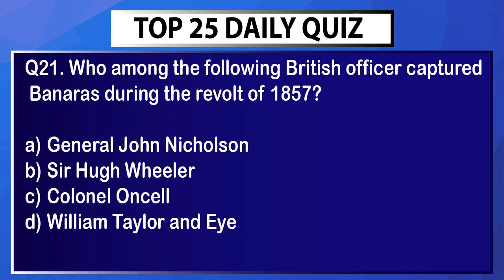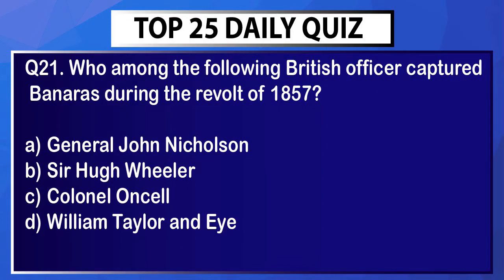Question 21. Which of the following British officers captured Banaras during the revolt of 1857? Option A. General John Nicholson. Option B. Sir Hugh Wheeler. Option C. Colonel Oncell. Or option D. William Taylor. The correct answer is option C.